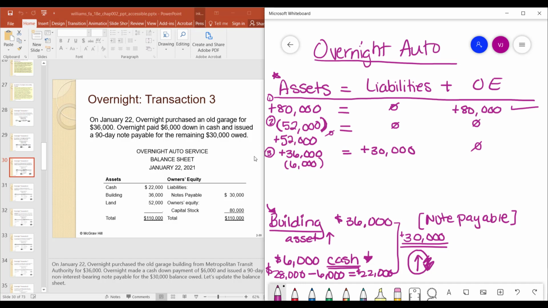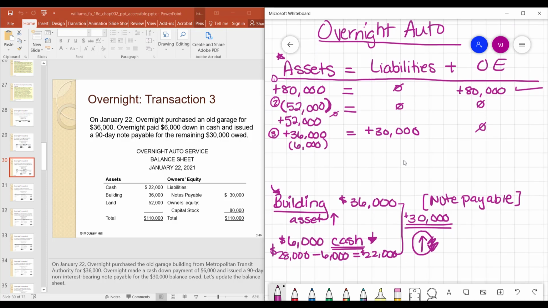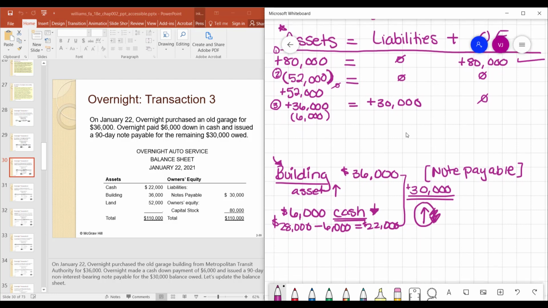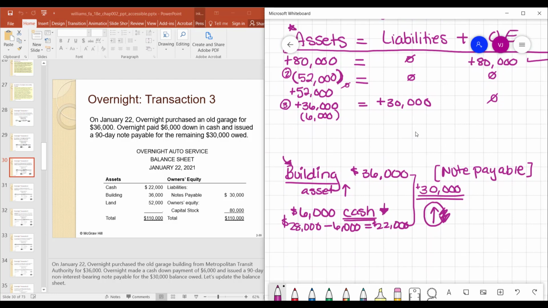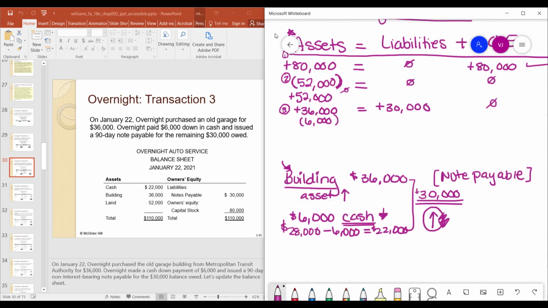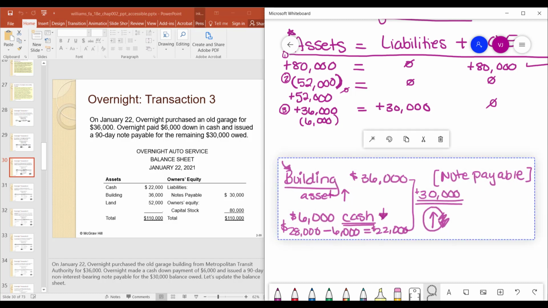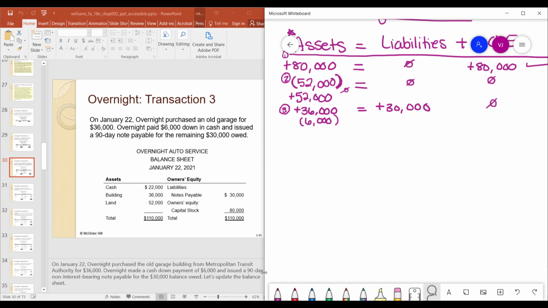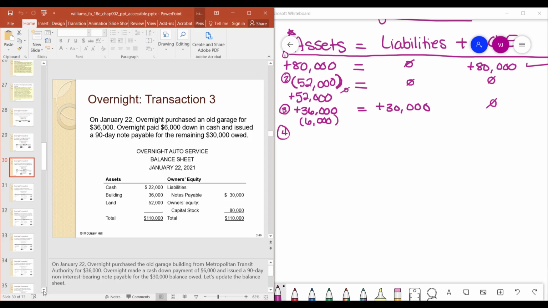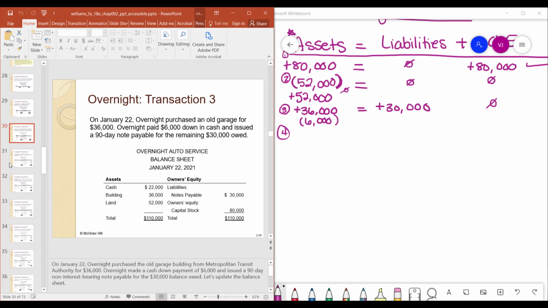Okay. I'm going to try and scroll just slightly up. We don't need the overnight auto name there. This arrow is unfortunately in the way, but that's okay. Okay, I'm going to get rid of this work here. Okay, on to transaction number 4. I believe, yeah, I'm not missing anything.